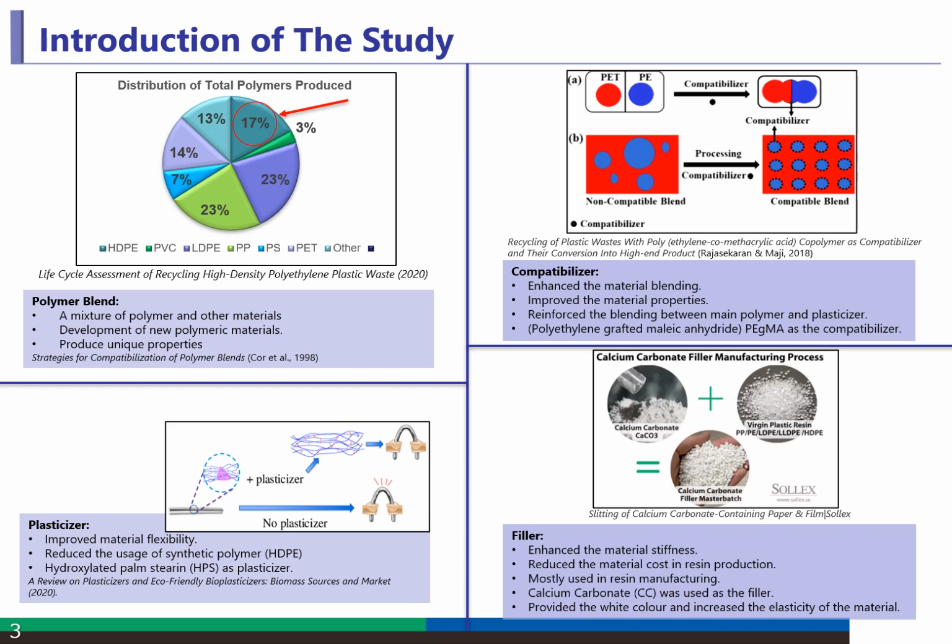And the last one is filler. The role of filler is to enhance the material stiffness, while reducing the material cost in resin production because the price of the filler is very cheap and affordable. Currently, most resin manufacturing uses filler as one of the compounds in the polymer resin. The chosen filler in this research is calcium carbonate, and the benefit of calcium carbonate is that it can provide white color and increase the elasticity of the material.